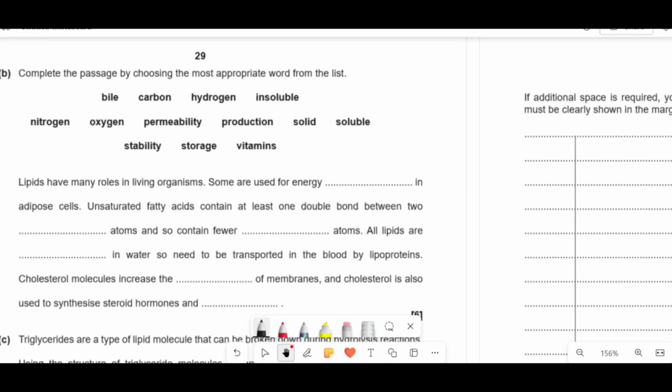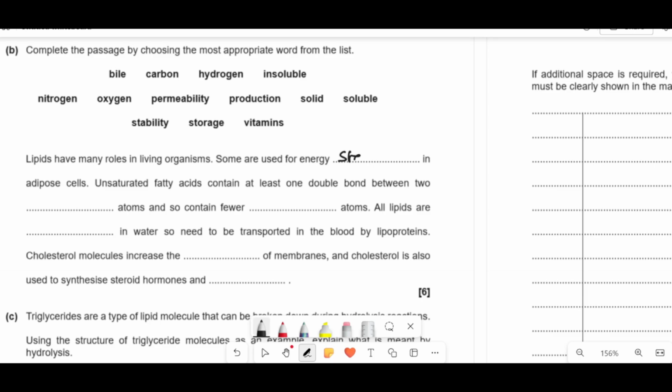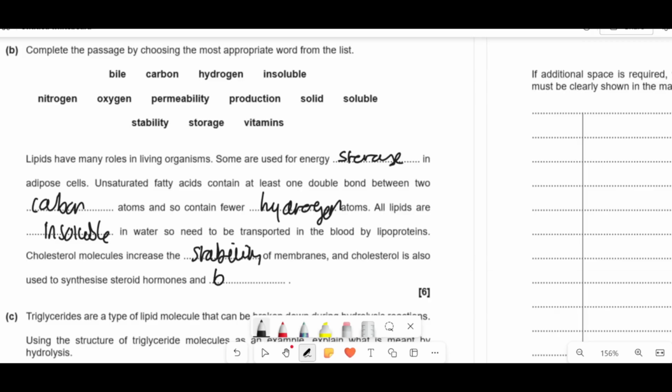Lipids have many roles in living organisms. Some are used as energy storage in adipose cells. Unsaturated fatty acids contain at least one double bond between two carbon atoms and so contain fewer hydrogen atoms. All lipids are insoluble in water, and that's a good thing, so I don't really want them to dissolve. So they need to be transported in the blood by lipoproteins. Cholesterol molecules increase the stability. They make the fluid mosaic membrane less fluid. It makes it more rigid. And cholesterol is also used to synthesize the steroid hormones and bile. It's just factually recalling them.